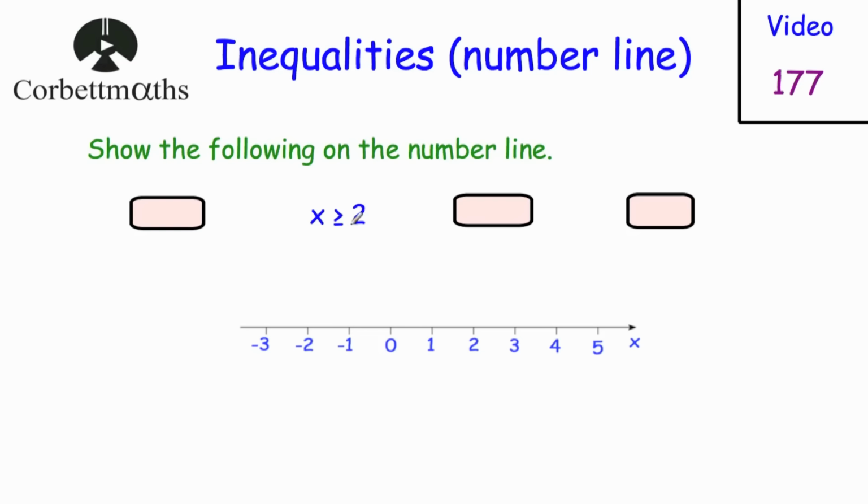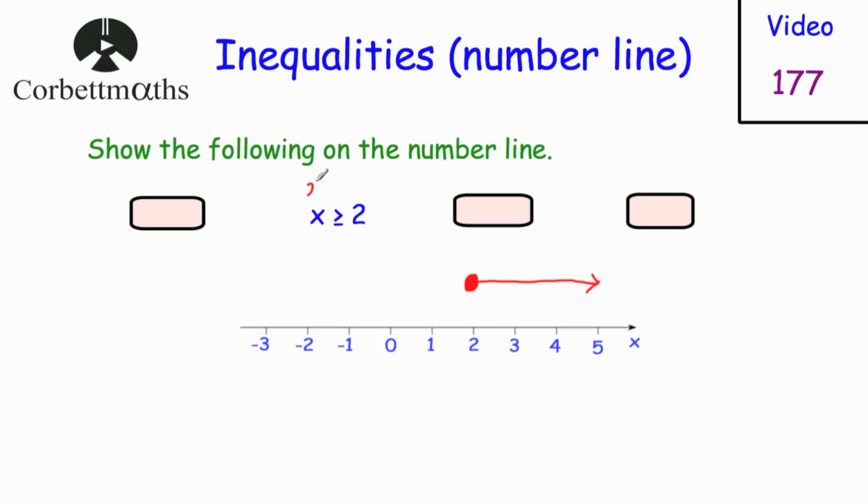Okay, this time our inequality says x is greater than or equal to 2. So that means it can actually be 2 and any number that's bigger than 2. So instead of doing a hollow circle, we do a circle and colour it in. So a shaded in circle, and then an arrow to the right, like so. And what that means is that x can be 2 or any number bigger than 2.